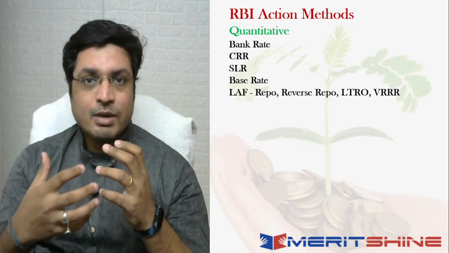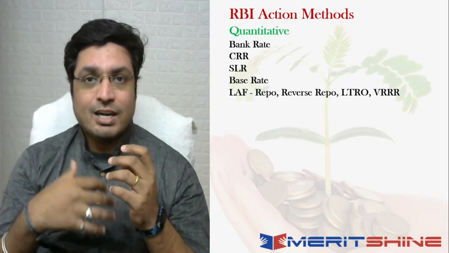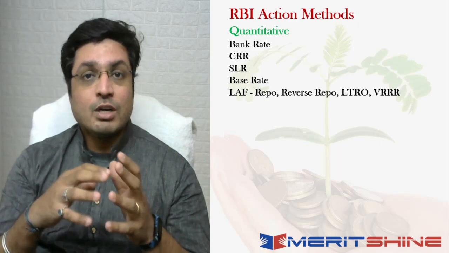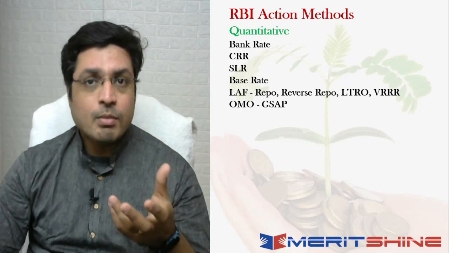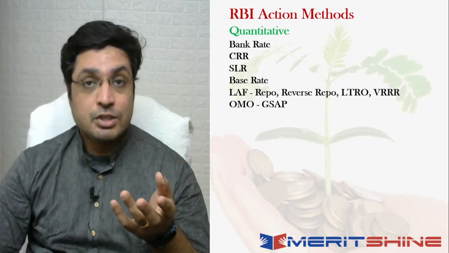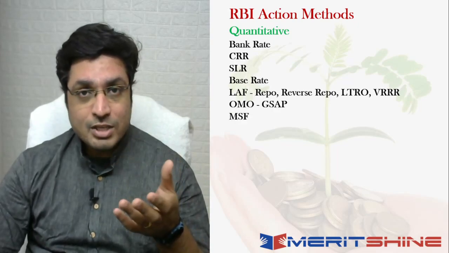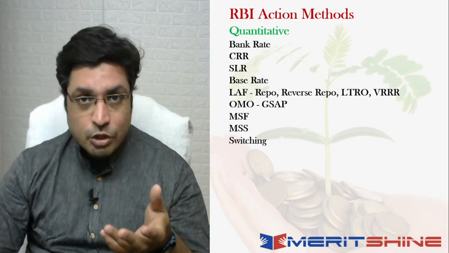Then recently the RBI has also come up with things like the long-term repo operations and the variable repo rate and variable reverse repo rate operations. So those things have come up quite recently. Then you have your open market operations, wherein the RBI started something called the Government Securities Acquisition Program, right? Then you have your marginal standing facility and your market stabilization scheme, right? Then you have switching of securities.